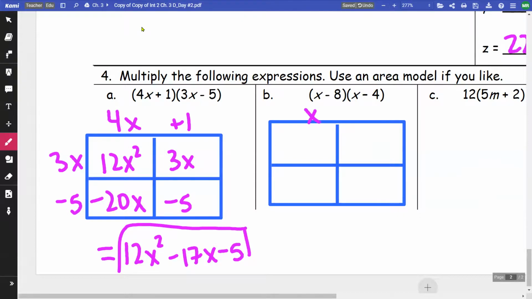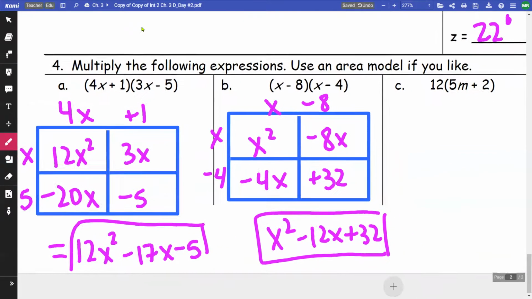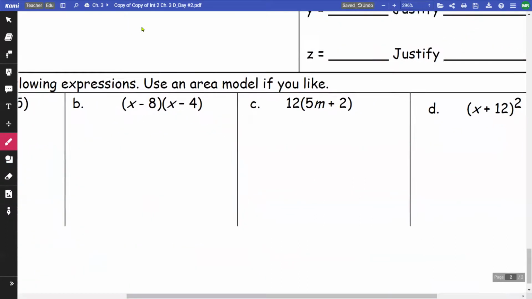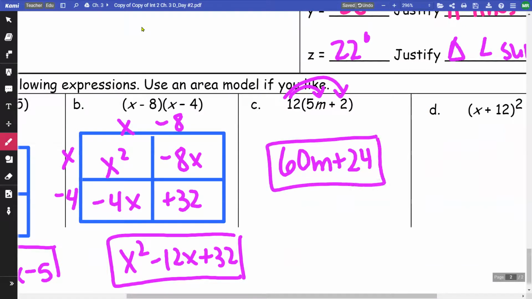The next one, it's an x minus 8 and an x minus 4. So I get an x squared minus 8x minus 4x and plus or positive 32. So I'm going to have x squared minus 12x plus 32. On C, I could do a 1x2 box, or I could just distribute. So this is going to be 60m plus 24, and that's my answer.